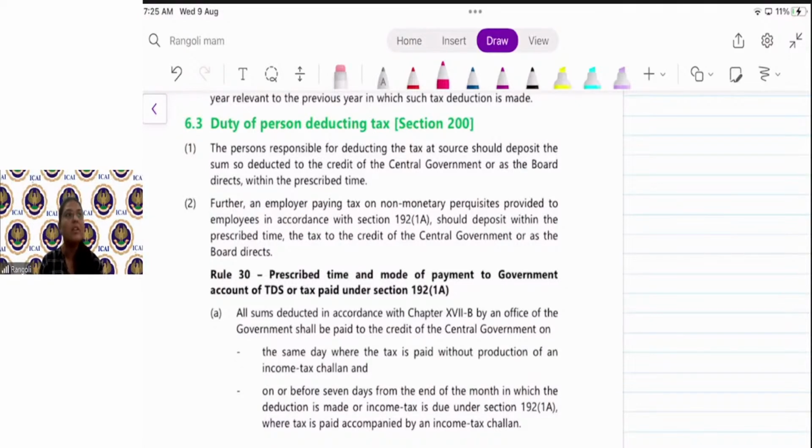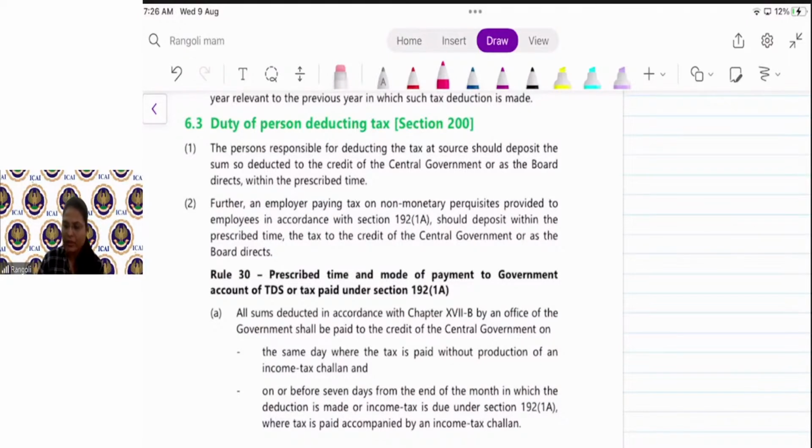Say, for example, Reliance has deducted TDS under section 194G. Then Reliance should deposit that TDS to the account of the government within 7 days from the end of the month in which TDS is deducted, if the payment is made through income tax challan. If payment is not made through income tax challan, then TDS is required to be deposited on the same day.